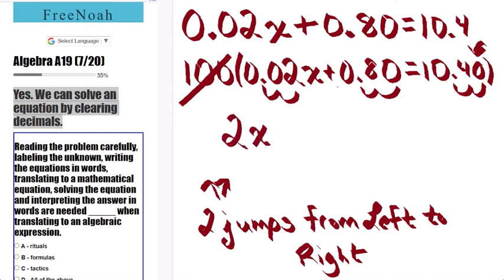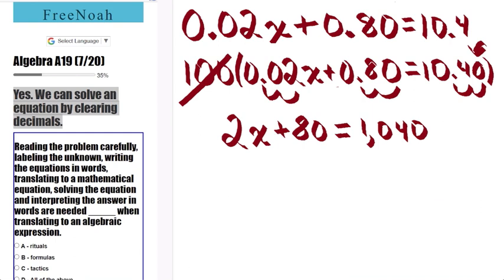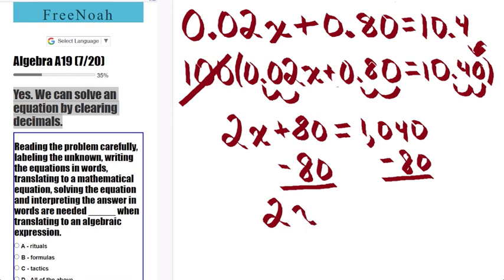So what we're left with is 2x plus 80 equals 1040. All right. Now we're going to solve for x here. Let's begin solving for x. We can subtract 80 on both the left side and the right side. So let's start there. Our 80 on the left side cancels out, leaving us with 2x. And now let's begin subtracting 80 on the right side.